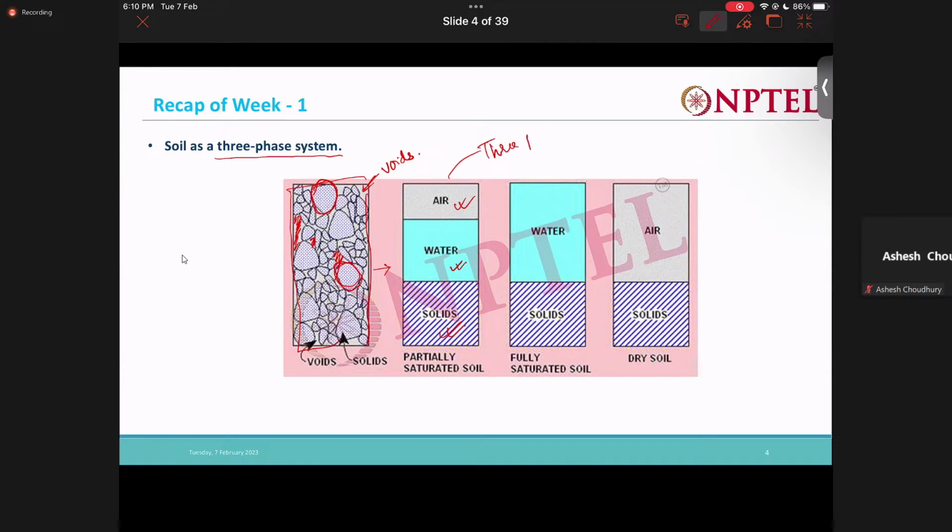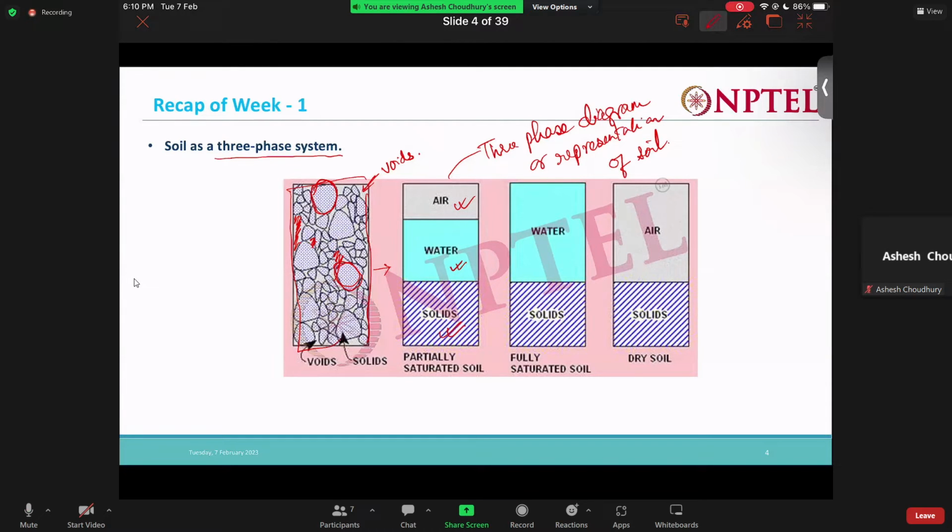This is called the three-phase diagram, or representation of soil. So we break down soil, we represent the soil mass in terms of the three constituent parts, that is the soil solids, the water, and air.